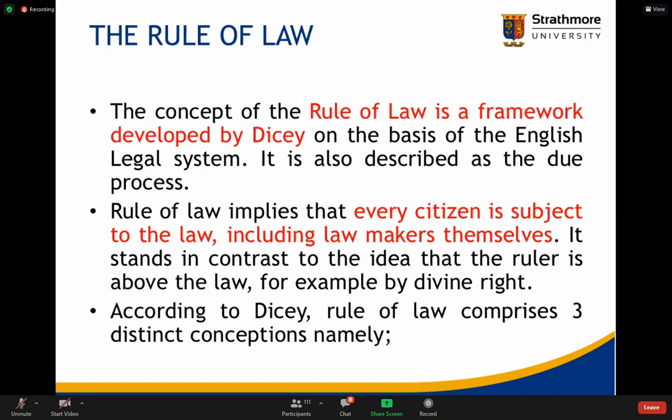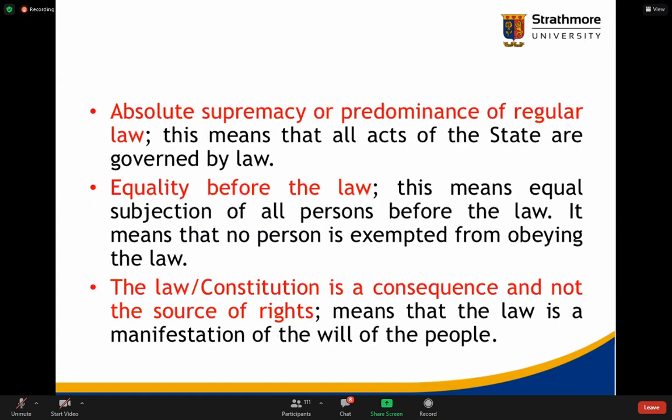So the government, in case we were abiding by the rule of law, it means all acts of the state are to be governed by absolute supremacy or predominance of regular law, which means that all acts of the state are to be governed by law, equality before the law. This means equal subjection of all persons before the law. It means that no person is exempted from the law. Do you think the law of Kenya treats everyone equally? That's another question for you to ponder about.